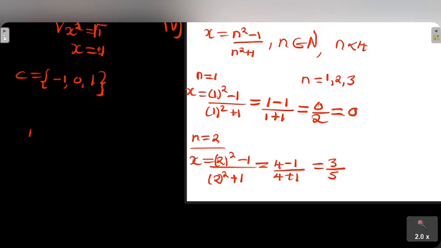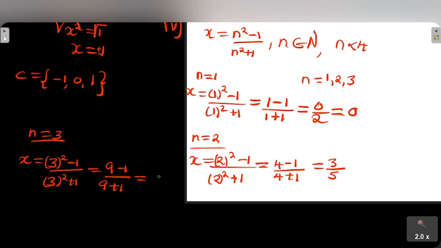So again, we do the same for n equal to 3. So we have x equal to, where there's n, you put a 3. So 3 squared minus 1 over 3 squared plus 1. So this would be 3 squared, that's a 9, minus 1 over 3 squared, that's 9 plus 1. So this would be 9 minus 1, that's an 8, then 9 plus 1, that's a 10. So that can be reduced. 2 into 8, you have a 4, then 2 into 10, 5.